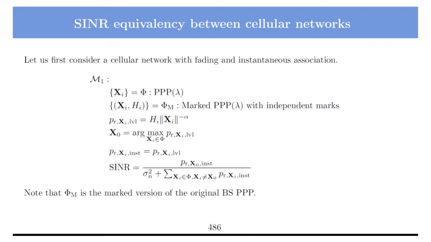Now because I have already taken the instantaneous level, the instantaneous receive power is just equal to that level. And in that case, SINR is the instantaneous power divided by noise plus interference from all other base stations.